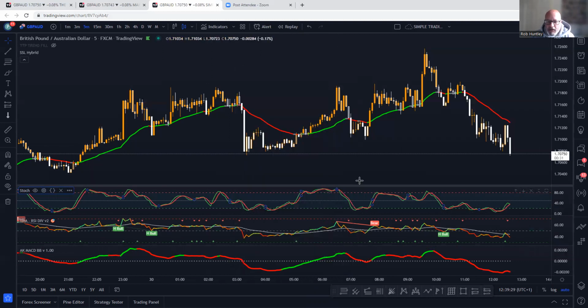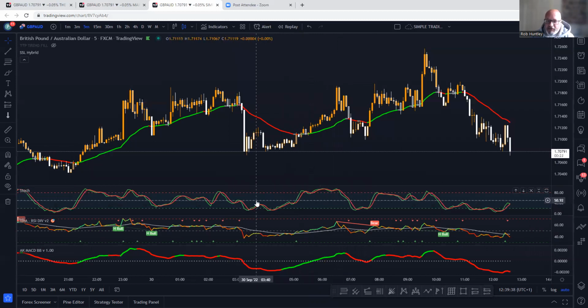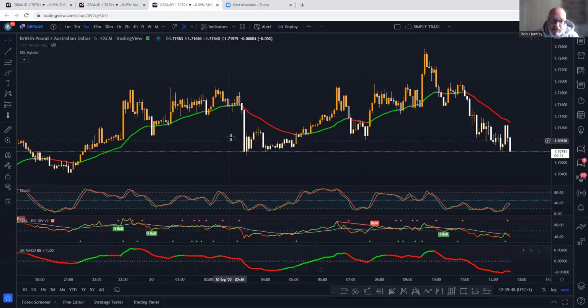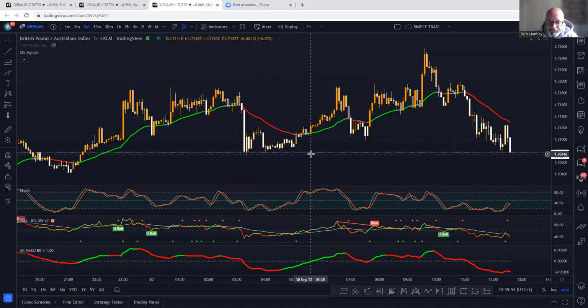Okay. So when you see the way that the halfway point, the mid-level, the 50 line, plays a role in the stochastic, the RSI, and the MACD. So these three indicators plus this SSL hybrid, we're looking for opportunities to get in for buys and sells.